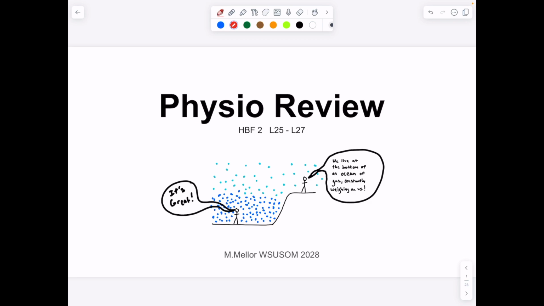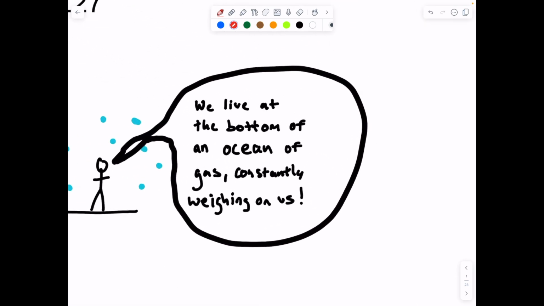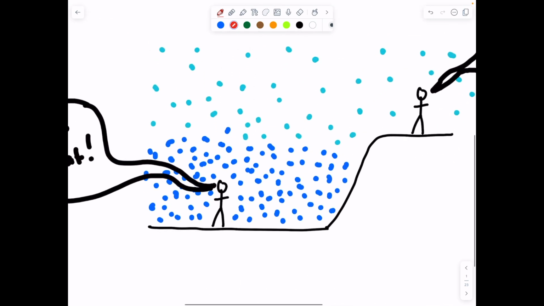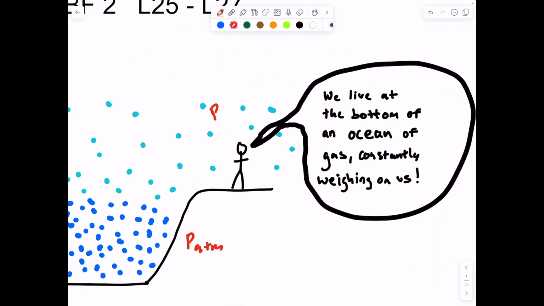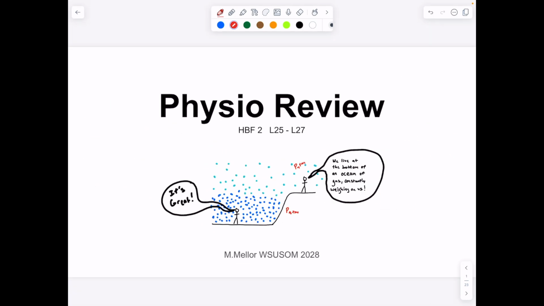That said, I think the good place to start this discussion off is with a reminder that, just like these little stick figures are saying, we live at the bottom of an ocean of gas, which is constantly weighing on us. And this guy at the bottom has a higher pressure from the atmosphere than this guy, who's also experiencing the weight of the atmosphere on him. So it depends on where you are, sea level versus up in the mountains.